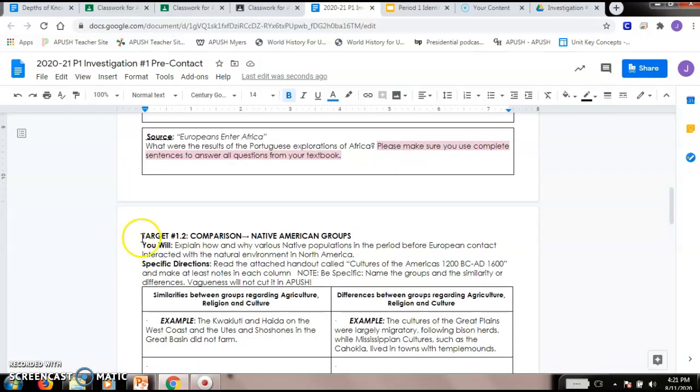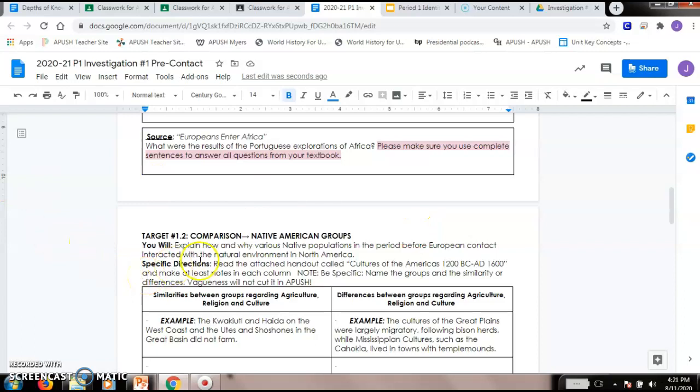Okay, going down here, you notice it says target 1.2. Well, it's still target 1 technically, so it's still the same "you will" statement. You're still trying to practice and gain the specific amount of content related to this "you will" learning objective. For this one, the skill you're practicing is comparison, and the topic is Native American groups. Okay, here we go. Specific directions.